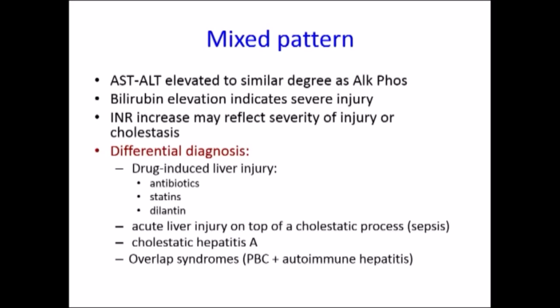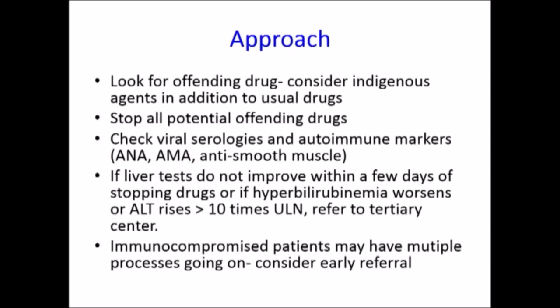Sometimes you can have cholestatic viral hepatitis, and then there are some overlap autoimmune disorders. But the drug-induced liver injury is the one you need to be most worried about because you gotta stop the drug right away. So the approach, all told, is look for the offending drug, consider indigenous agents. We just talked about that. Stop all potential offending drugs. Check viral serologies and autoimmune markers.